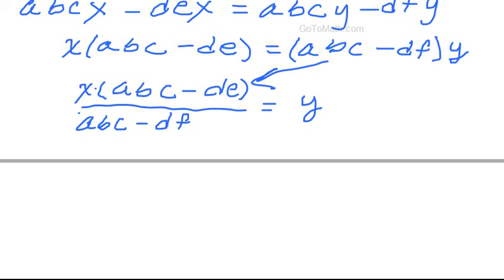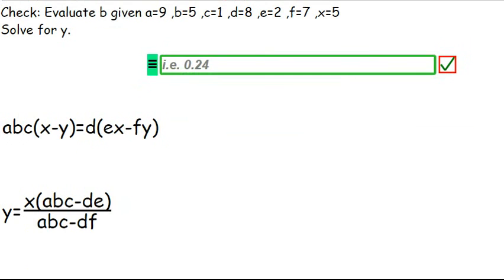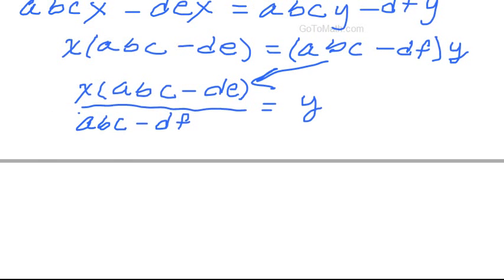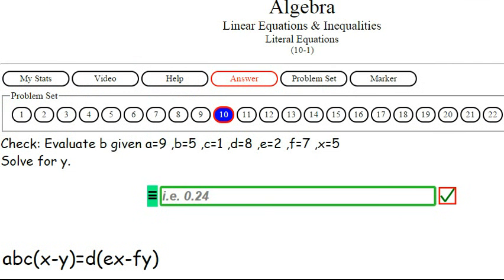Okay, so let's take a look at this. ABC minus DE over ABC minus DF. So let's go back. Hopefully that's it. Okay, x, I remember that being at the top. ABC minus DE, ABC minus DF. Whoops, didn't mean to click on that. Okay, so looks good. And I'll let you go ahead and plug the numbers in and see how that works out. Of course, this looks like rounded to 2 decimal places here, if needed.